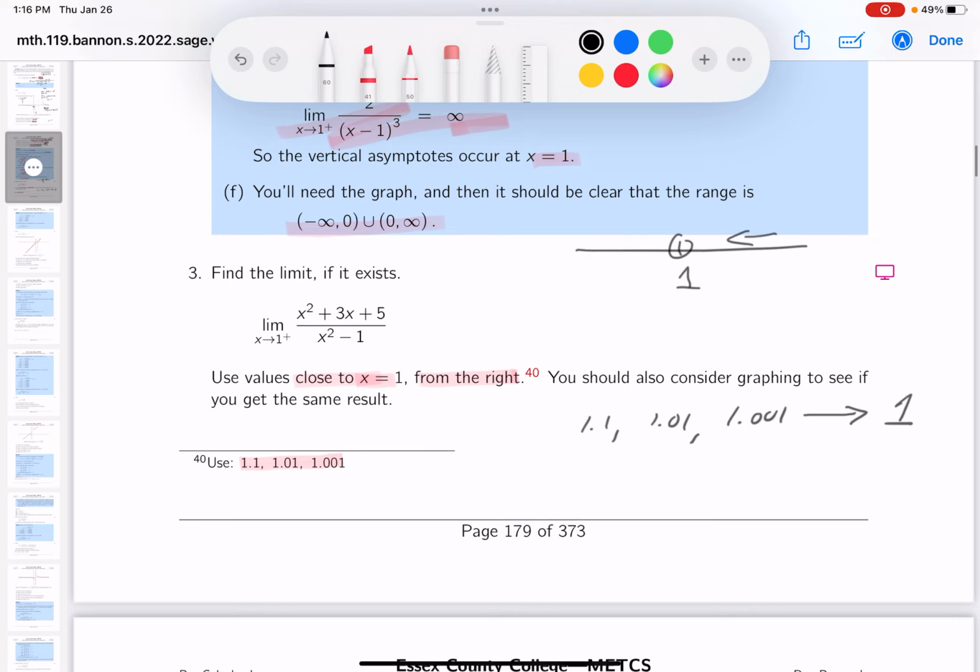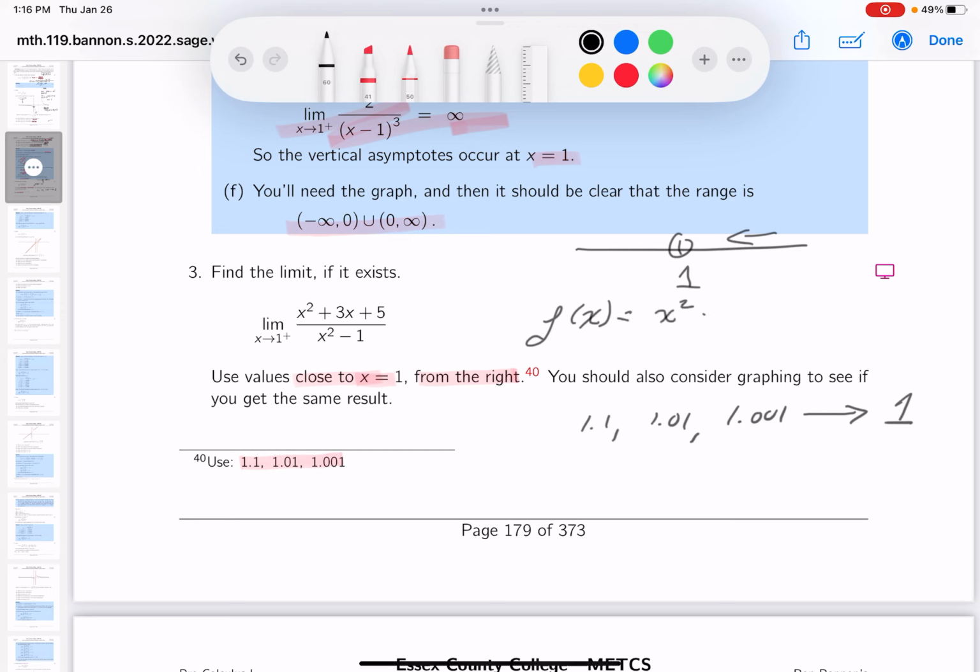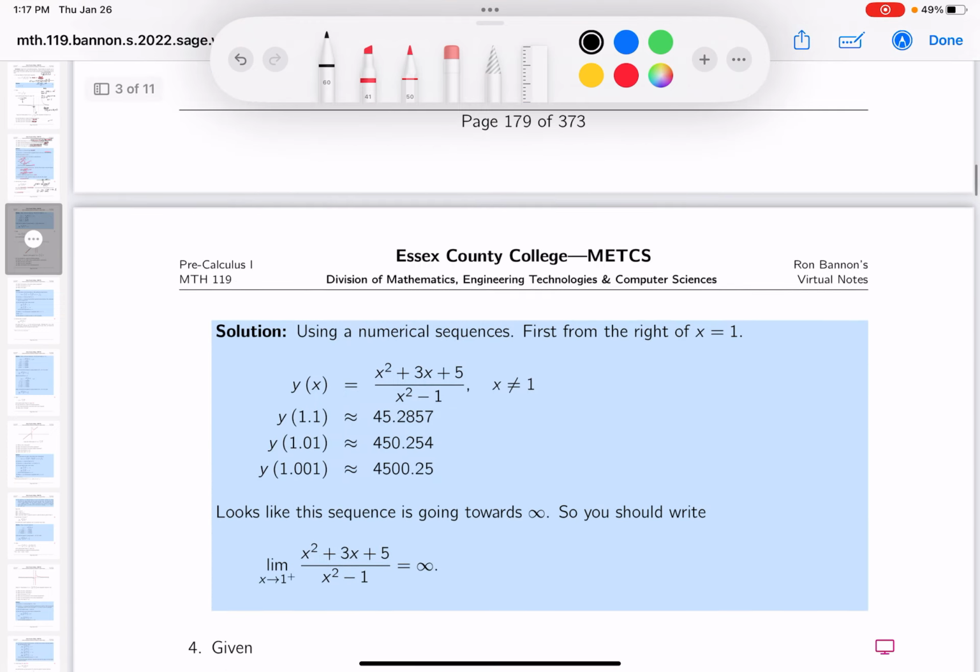So what I want to do is talk about using a computer to do that, and I'm going to recommend it. So I would write a function down. What's the function going to be? x squared plus 3x plus 5 over x squared minus 1. And I would need to compute this. It's tough to do by hand arithmetic. Compute that and compute that. Let me go through that with you and show you where that's written.